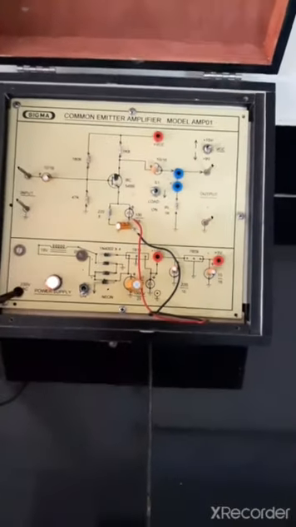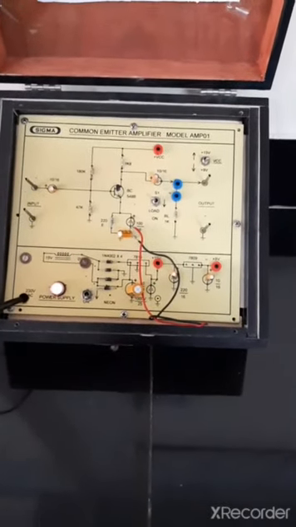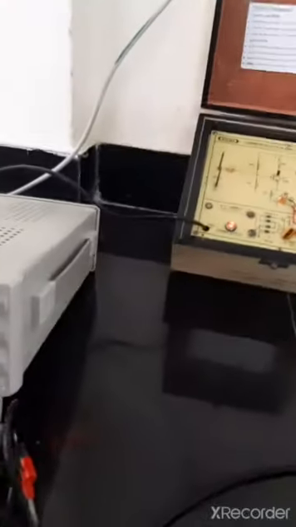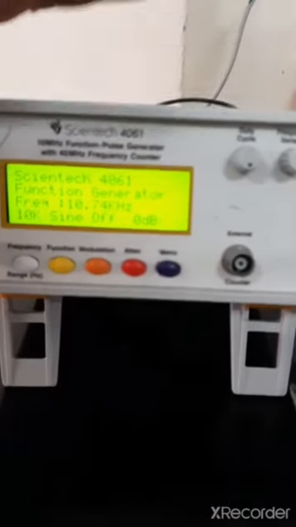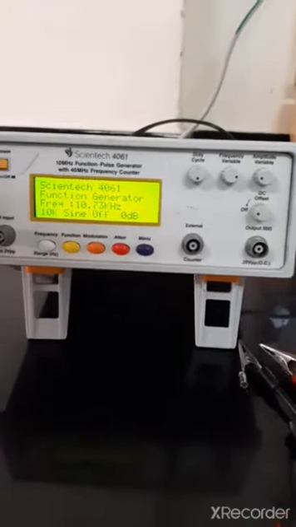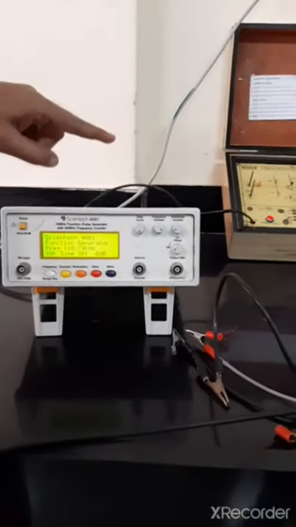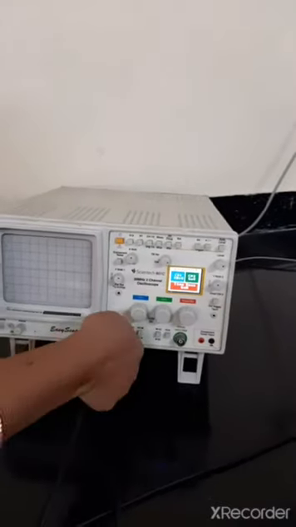Now we see how our amplifier amplifies the signals. For that we require an input signal. This is a small signal amplifier, that's why we give an input signal from our function generator. This is a function generator. By using this function generator, we can first set our input which is to be applied to the amplifier input. For that, first connect the function generator's output terminal to the CRO.